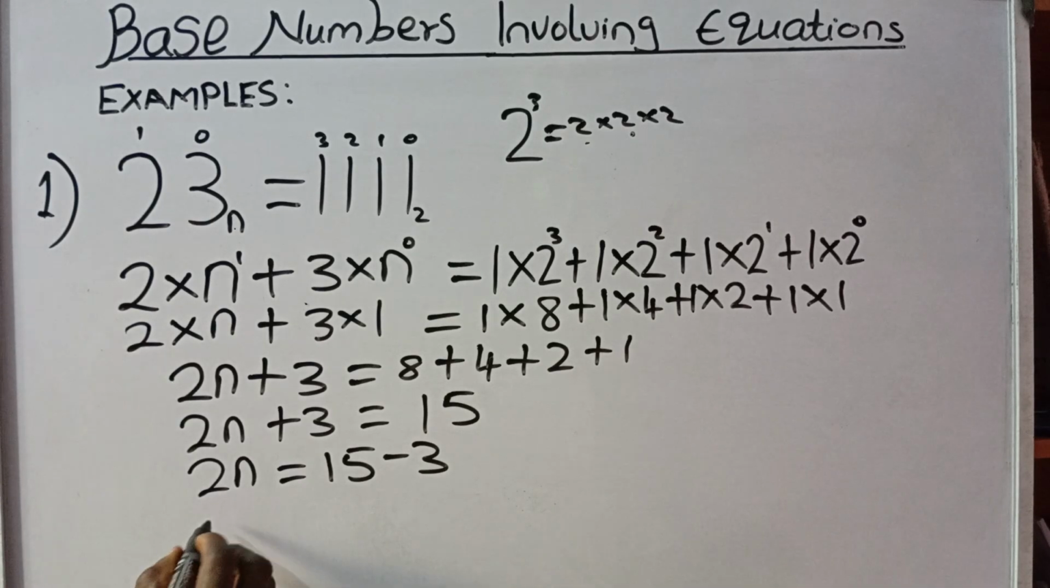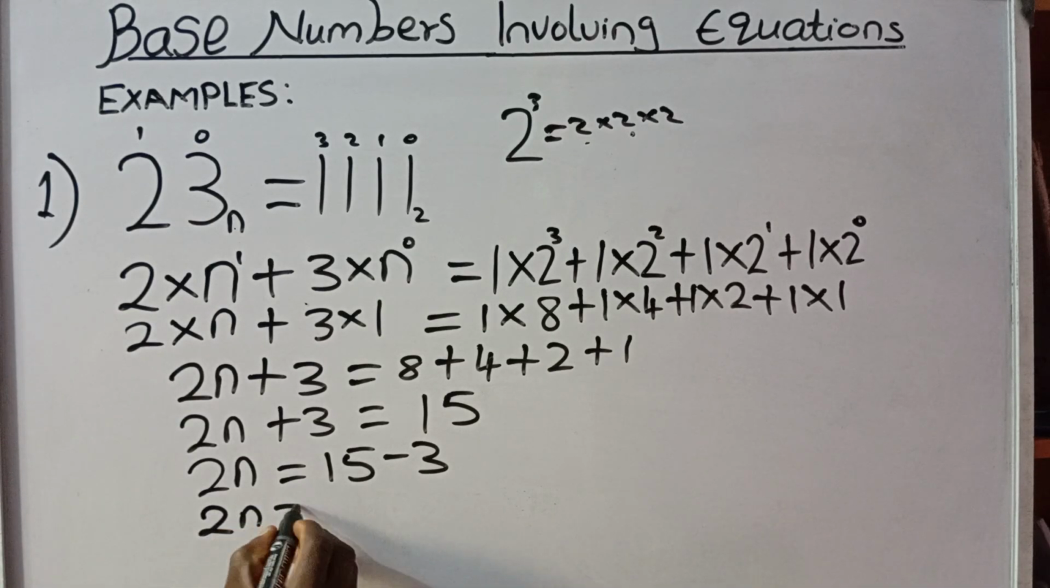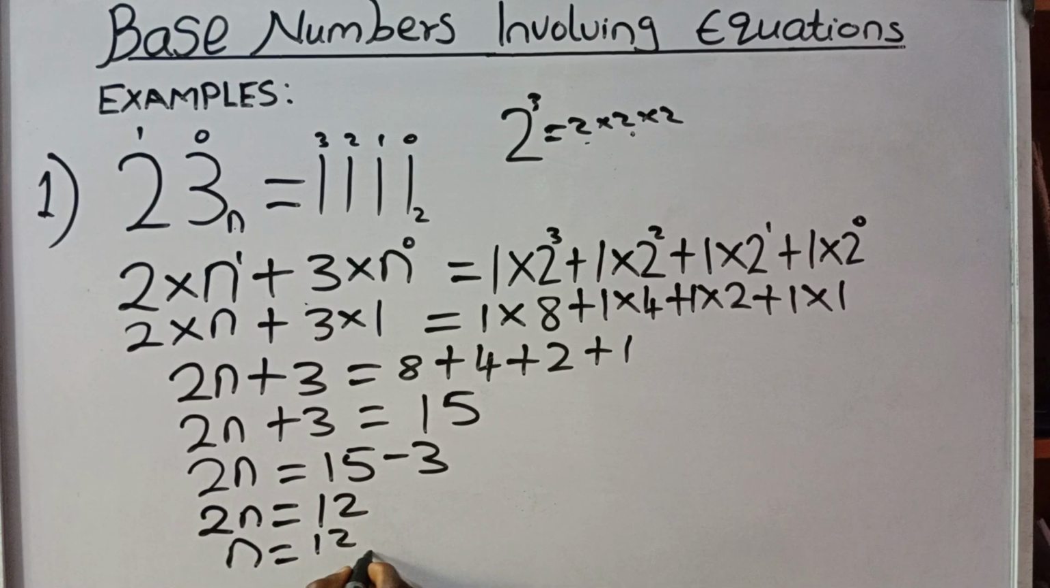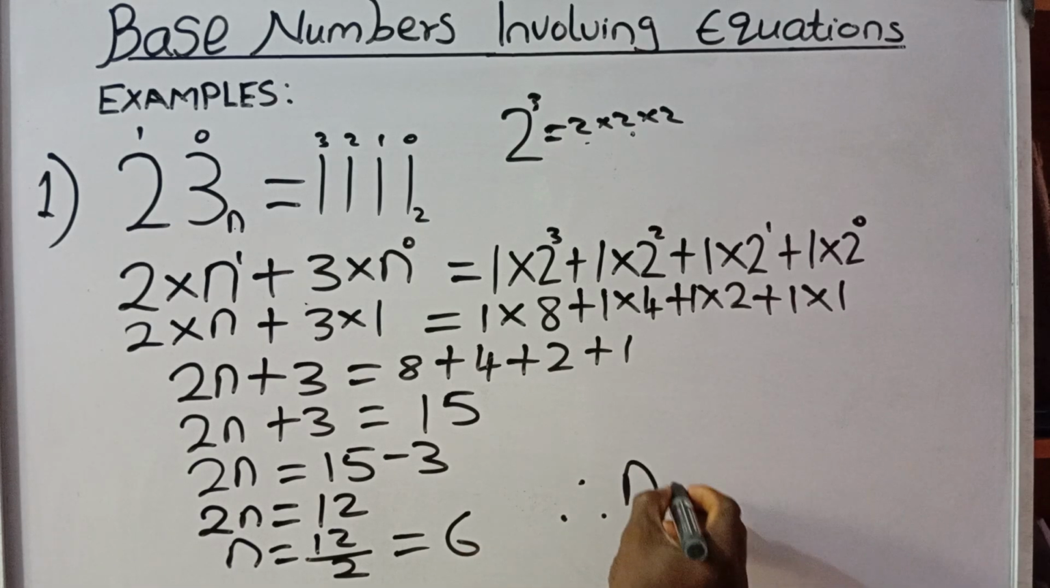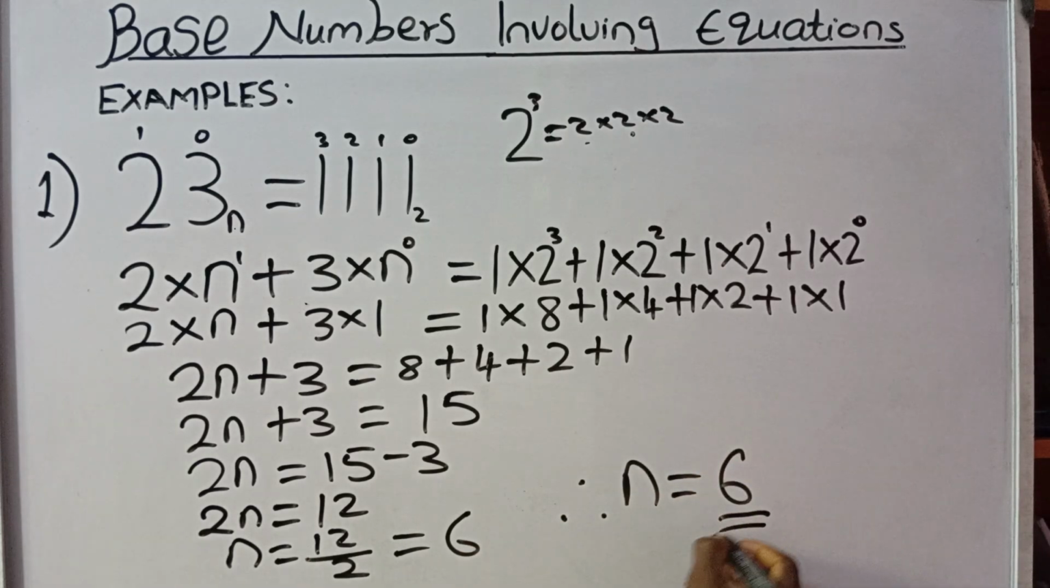What do we do next? 2n is equal to 12. Then we divide both sides by the coefficient of n. The coefficient of n here is 2. So n is equal to 12 divided by 2. Of course, the answer to this will be 6. Therefore, we can say that n is equal to 6. I hope this is quite clear. That is the value of n as far as question number 1 is concerned.